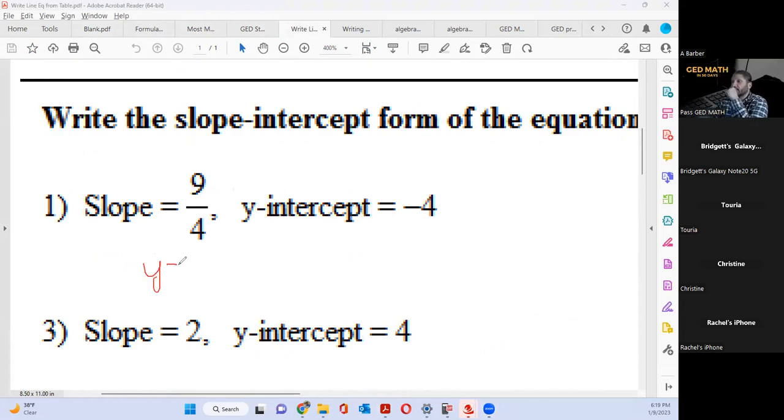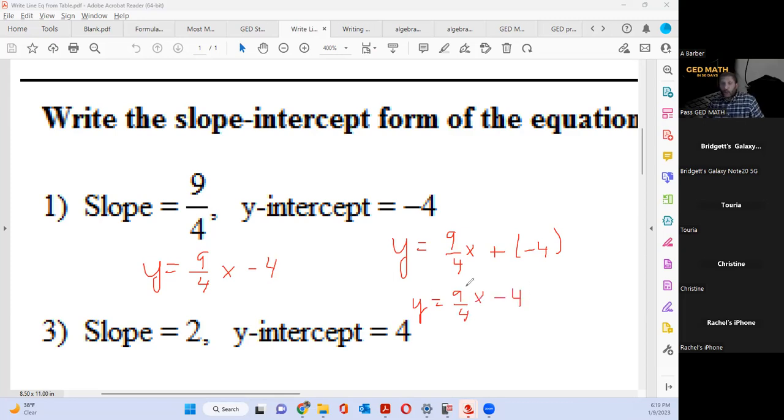y equals 9/4 x plus minus 4. I heard you say plus, but you're right, it is plus or -4. But what happens if you have y = 9/4 x plus a -4? A plus and a minus make a what? Minus. Yeah. So what you realize is it's no work for you to do. All you have to do is plug those two values in, if they tell you what the slope is and what the y-intercept is.